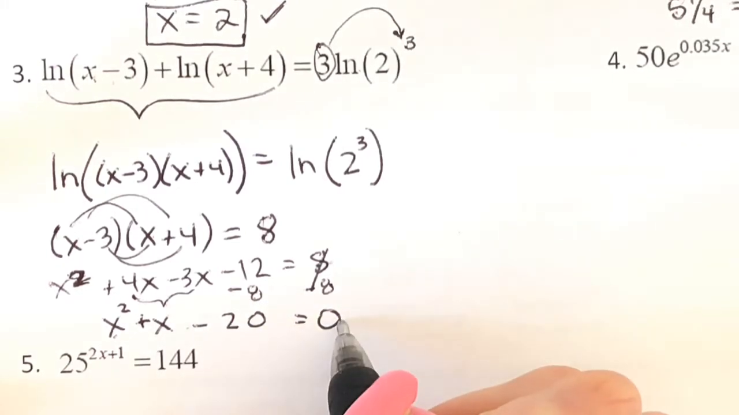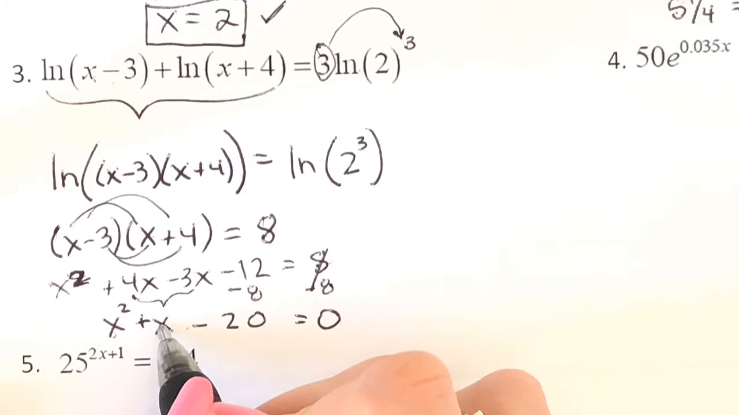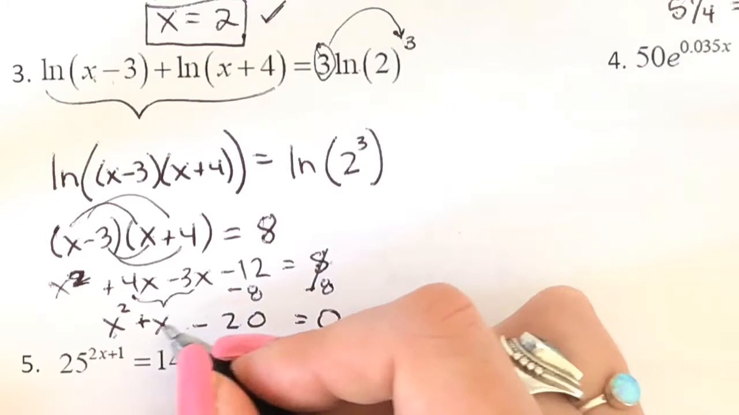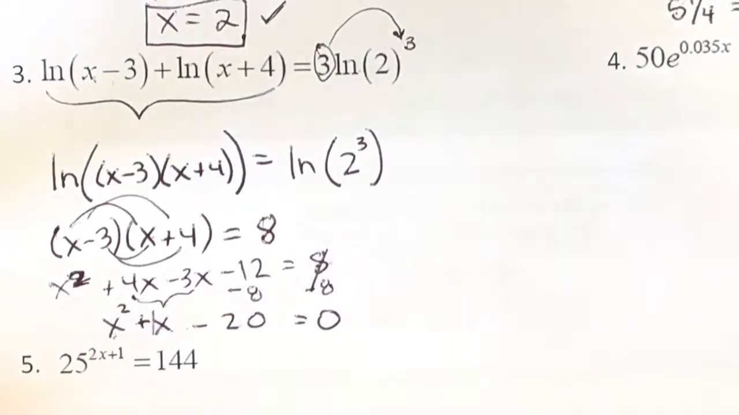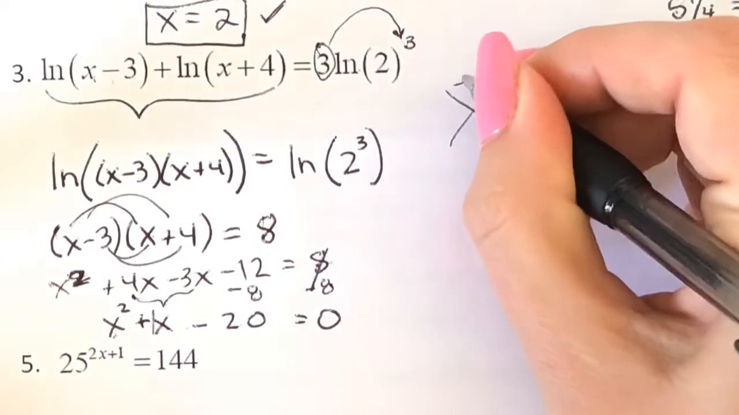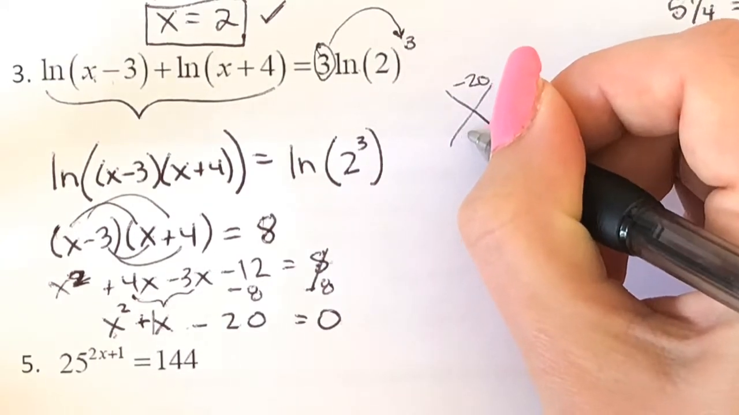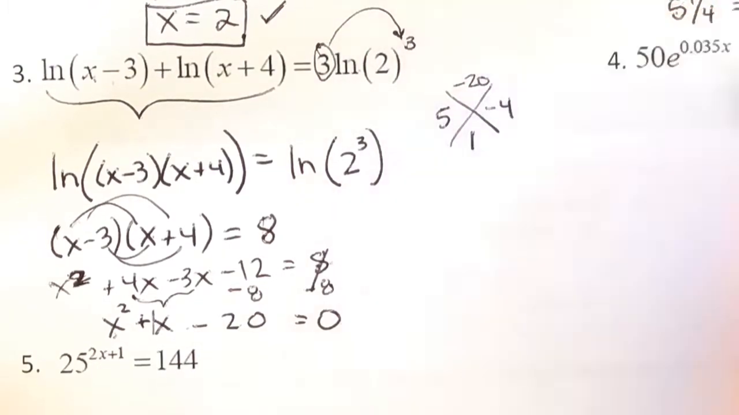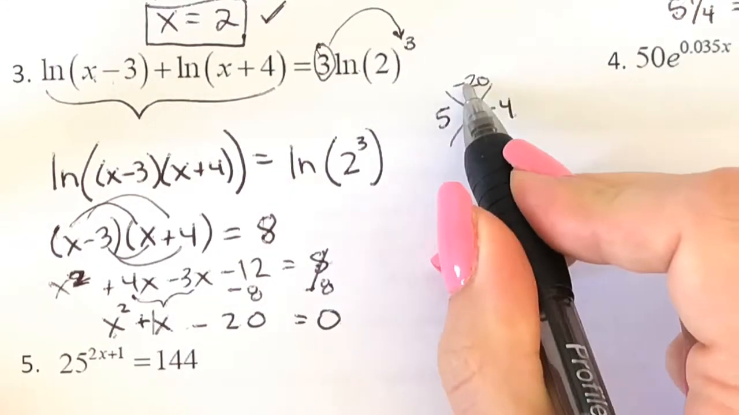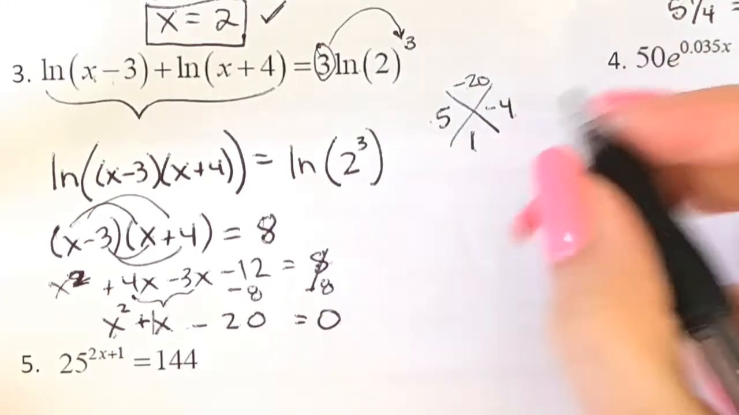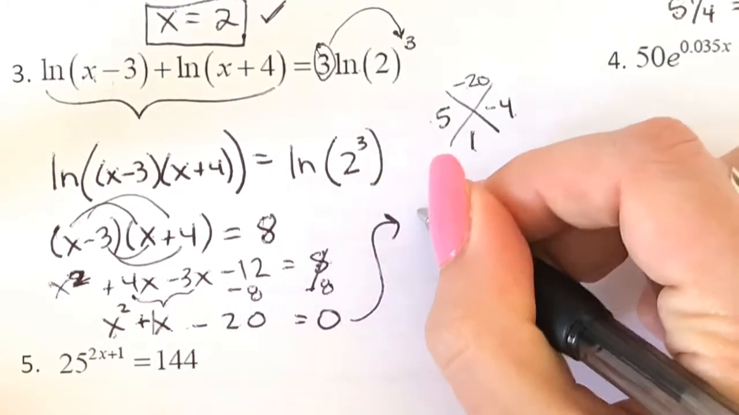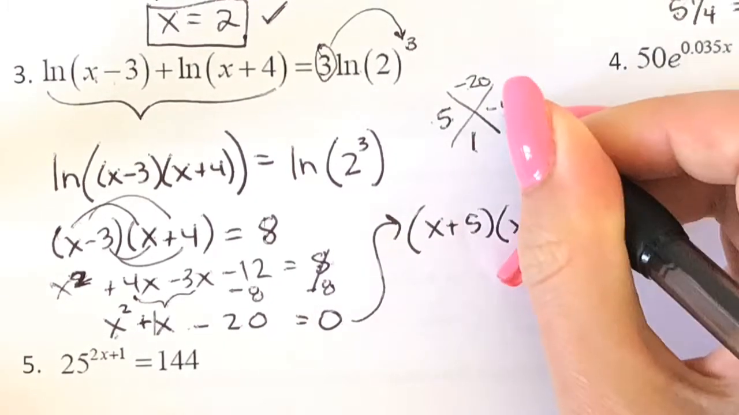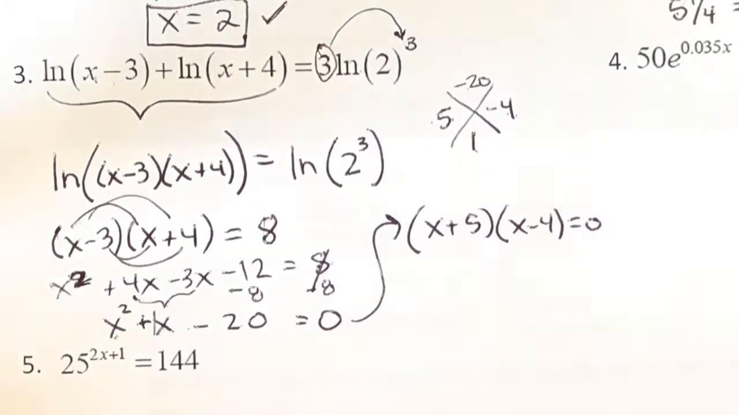But now that we have 0 over here, the only way to start solving for x is to refactor it. So I want to think what multiplies to be negative 20 and adds to be 1. There's like a 1 there. So if you want, you can do your little table. What multiplies to be negative 20 but adds to be a positive 1, and that would be 5 and negative 4. So 5 times negative 4 is negative 20, 5 minus 4 is 1. So if I want to factor this, we would get x plus 5 and x minus 4 equal to 0.